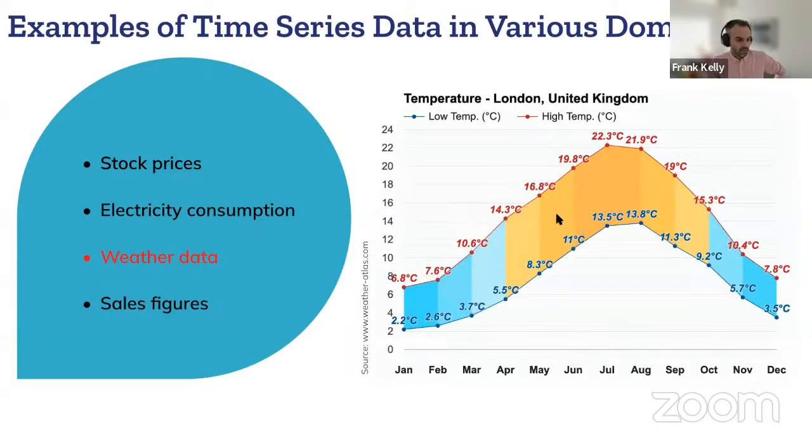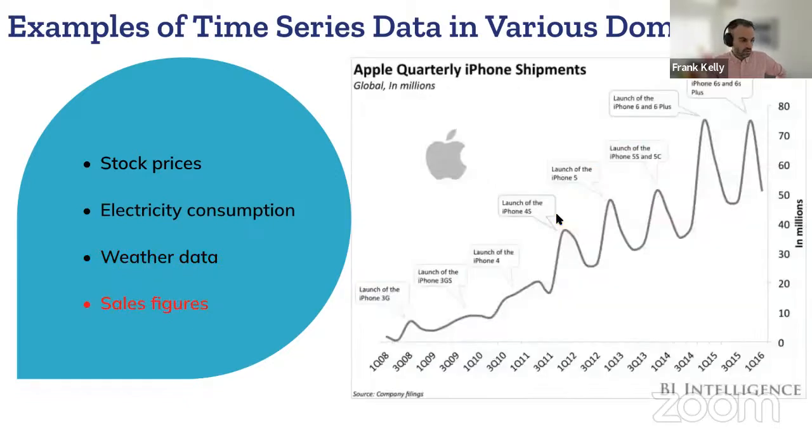Weather data. Time series data is used in meteorology to record and analyze meteorological observations. So you've got temperature, precipitation, wind speed. This is London temperature. A bit cooler than some of the cities that some of the viewers are based in at the moment. We've got sales figures. Companies often track their sales figures over time to identify trends, seasonality, and the impact of marketing campaigns. So here you can see the impact of different marketing campaigns and launches of products for Apple between 2008 to 2016.